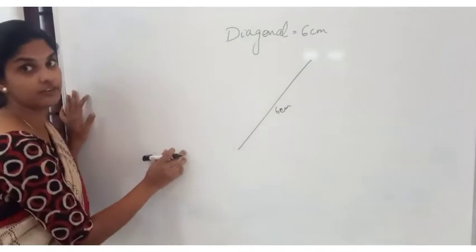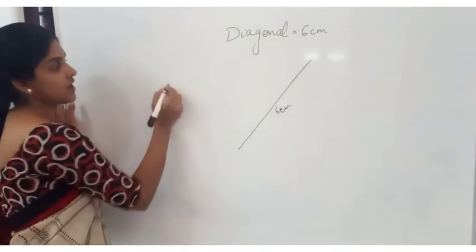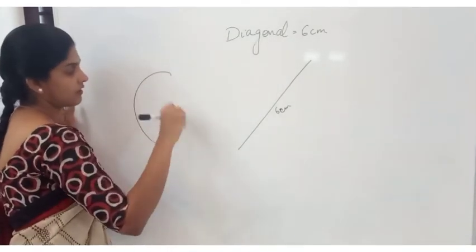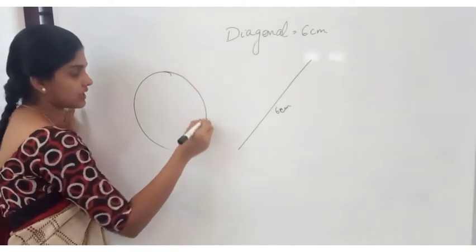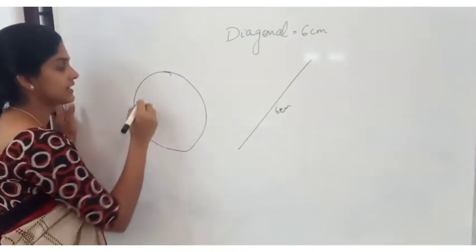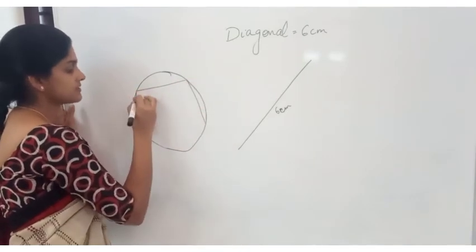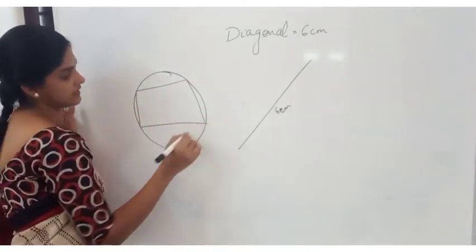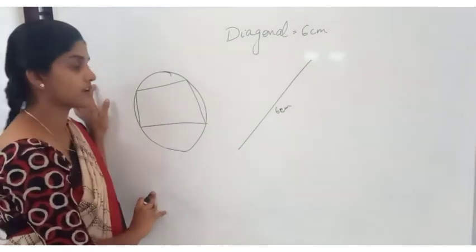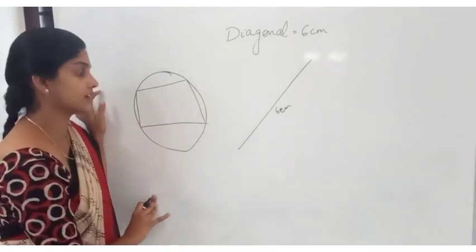Before that, we shall draw a rough figure so that you will be able to understand it. What shall we do? We shall draw a rectangle inside a circle. Suppose this is the rectangle. Then we are going to draw inside the circle.